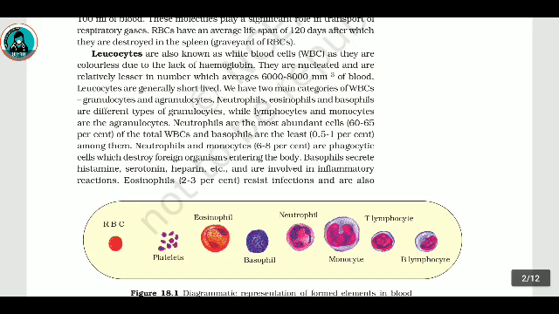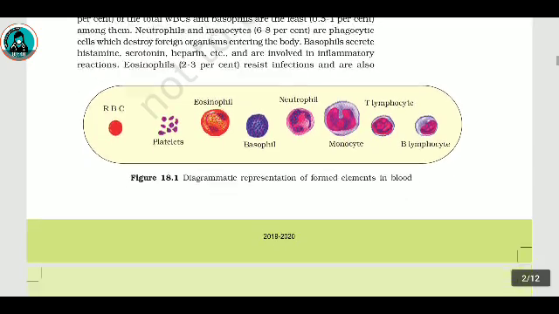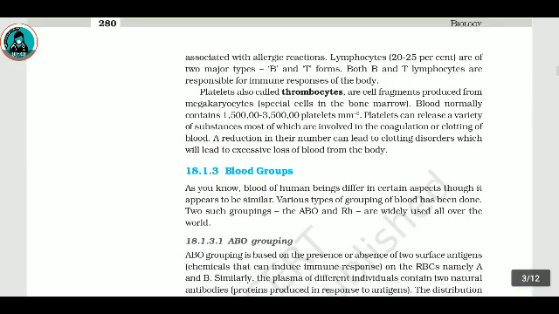Neutrophils are the most abundant cells, 60 to 65% of the total WBCs, and basophils are the least, 0.5 to 1% among them. Neutrophils and monocytes (6 to 8%) are phagocytic cells which destroy foreign organisms entering the body. Basophils secrete histamine, serotonin, and heparin and are involved in inflammatory reactions. Eosinophils (2 to 3%) can resist infections and are also associated with allergic reactions. Lymphocytes (20 to 25%) are of two major types, B and T forms. Both B and T lymphocytes are responsible for immune responses of the body.